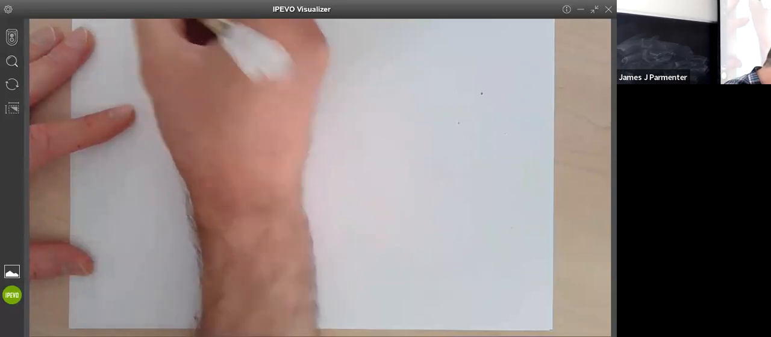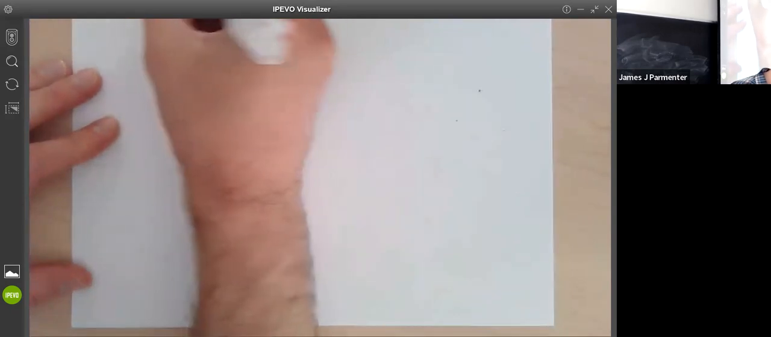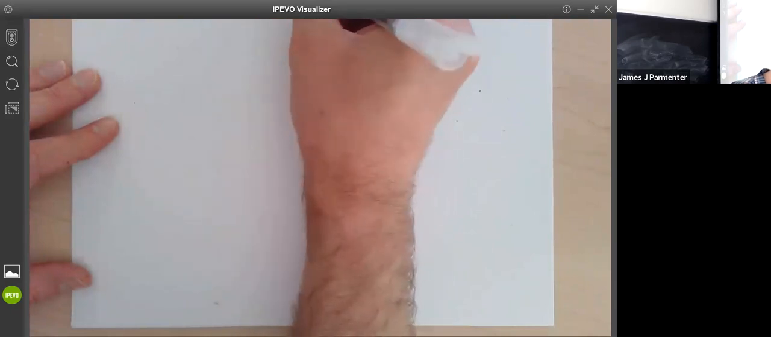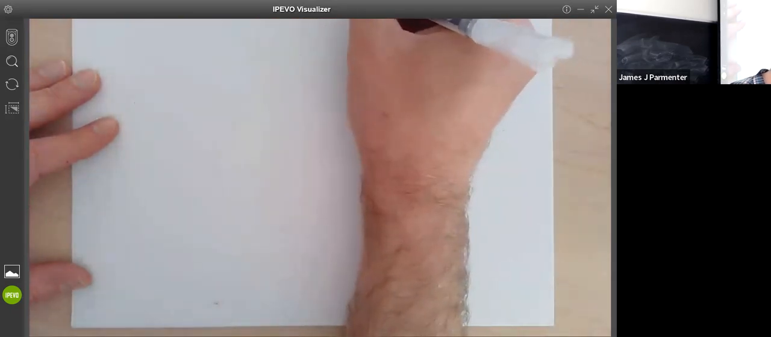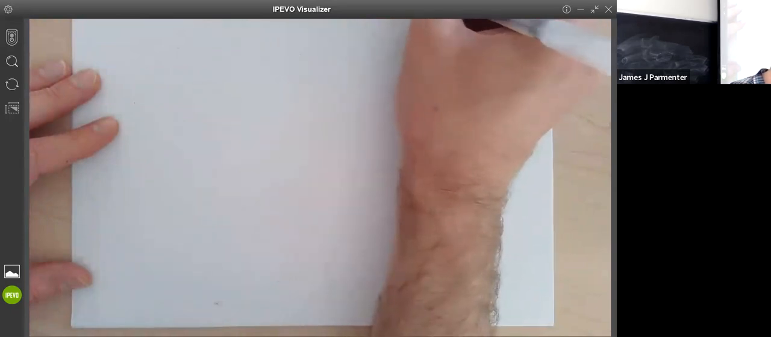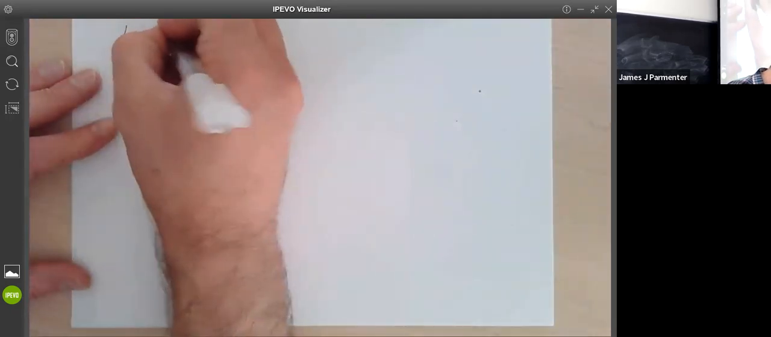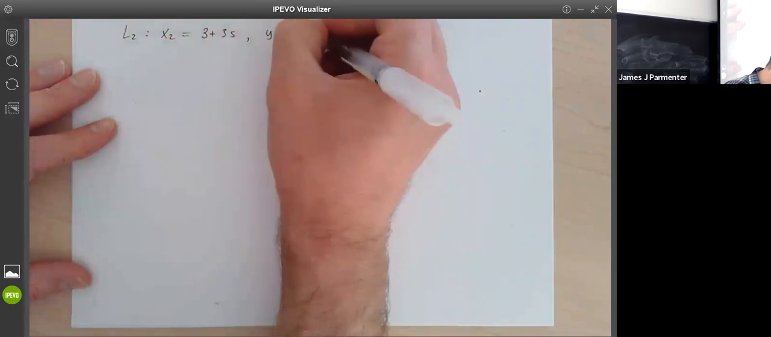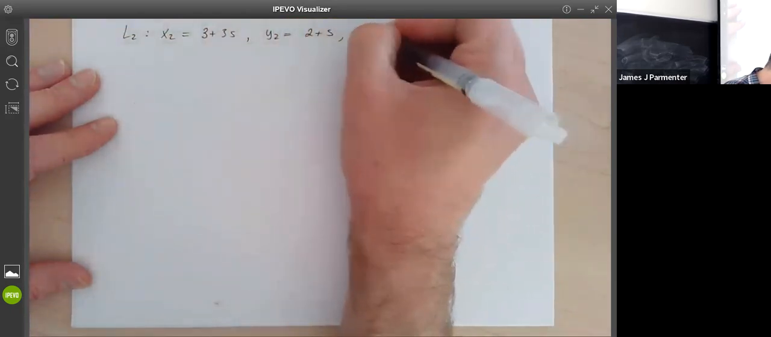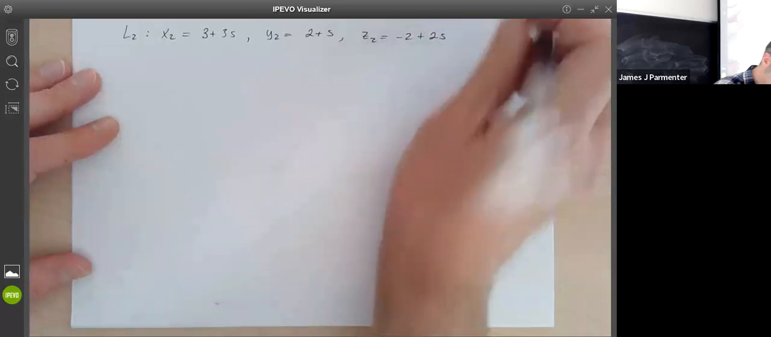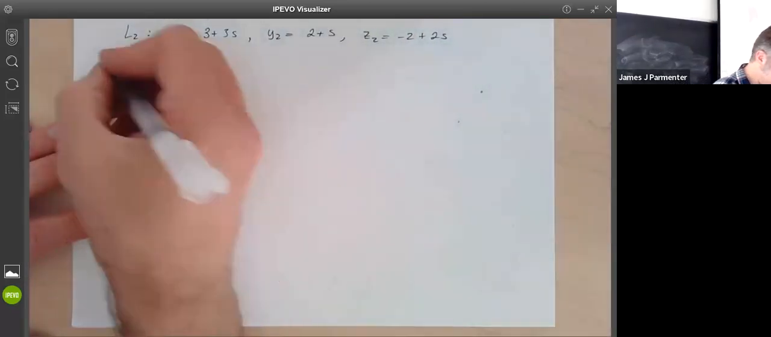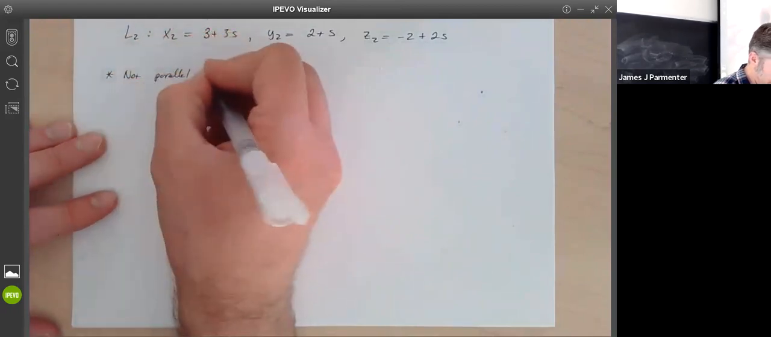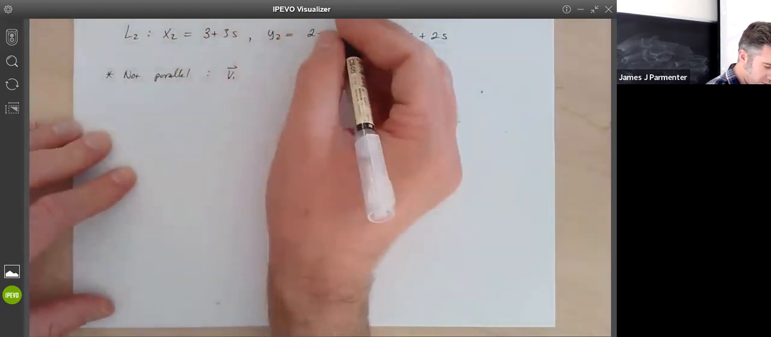Our first line has the parametric equations x1 equal to 3 plus 2t, y1 equal to -1 plus 4t, and z1 equal to 2 minus t. Our second line is given by x2 equal to 3 plus 3s, y2 equal to 2 plus s, and z2 equal to -2 plus 2s. And just as a point here, again, we can see that they are not parallel because the first line has a direction that is 2, 4, -1.